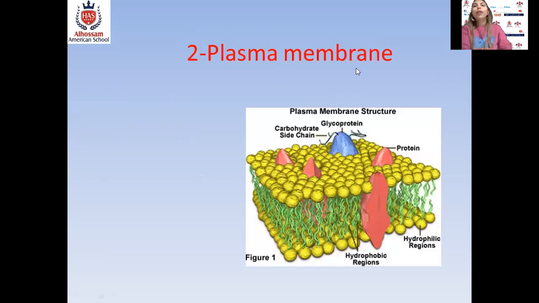Okay, number 2, plasma membrane. As we said before, the plasma membrane consists of 2 layers. Do you know the material which forms the plasma membrane? If you know, raise your hand. Who can remember the material which forms the plasma membrane? Who knows? Ritaj? No, I don't know. You don't know, okay. So lower your hand. Guys, do you remember the material which forms the bilayers of the plasma membrane?